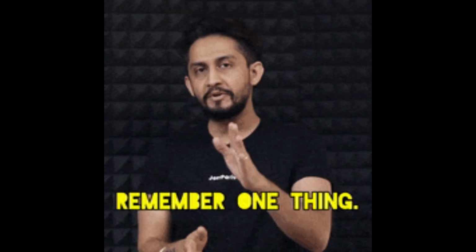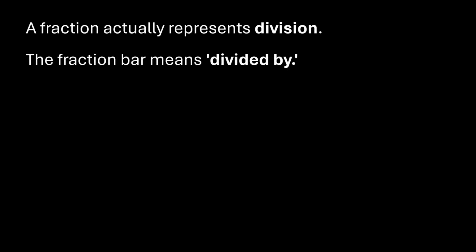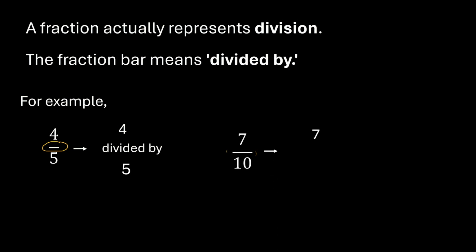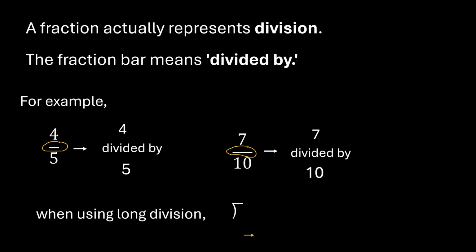Before we start, remember one very important idea. A fraction actually represents division. The fraction bar means divided by. For example, 4/5 means 4 divided by 5. Likewise, 7/10 means 7 divided by 10. So when using long division, the numerator goes inside the division symbol and the denominator goes outside. Let's see how it works.